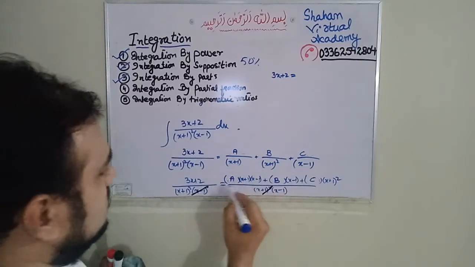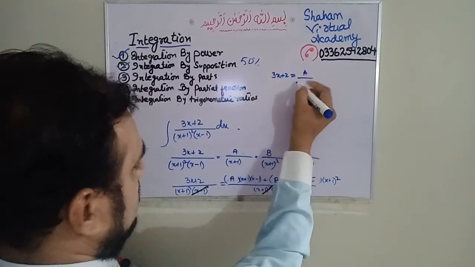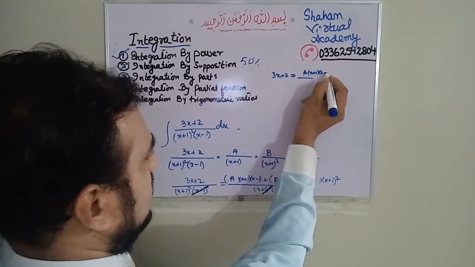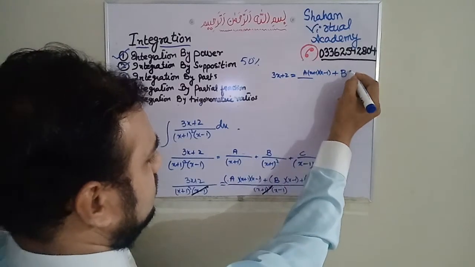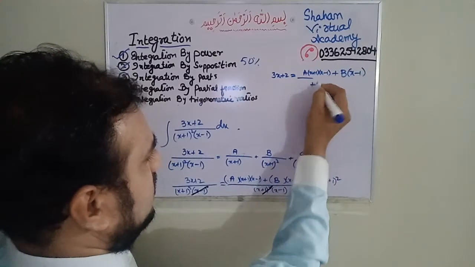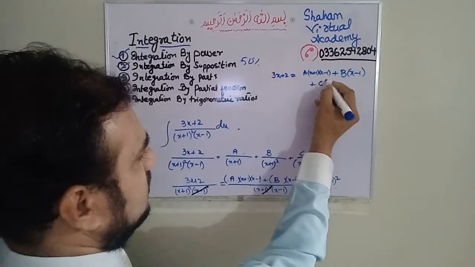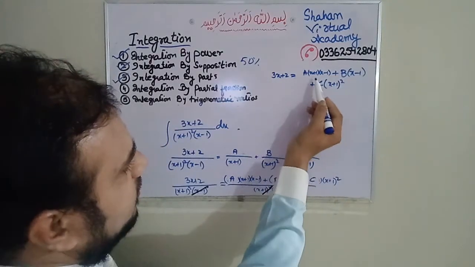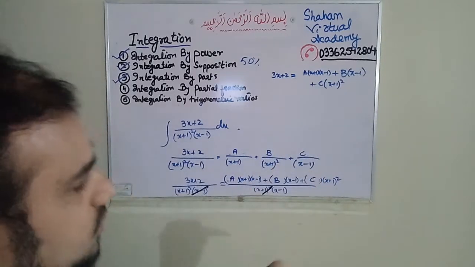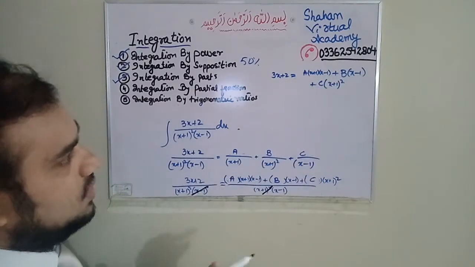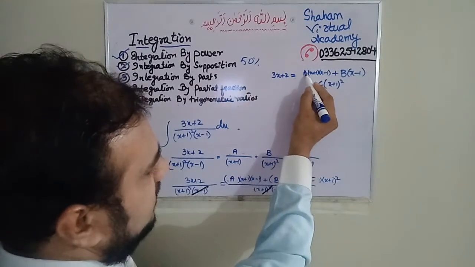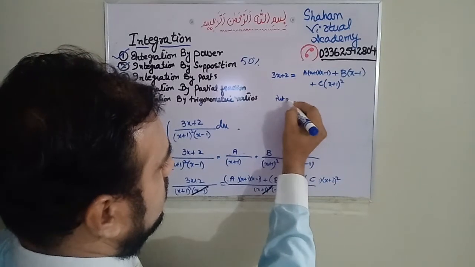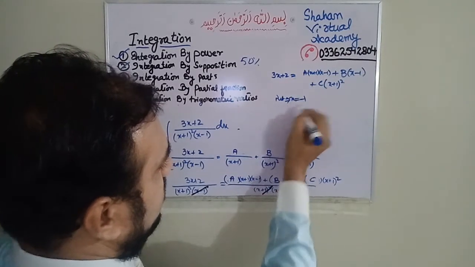So a upon (x plus 1)(x minus 1), b (x minus 1) plus c (x plus 1) whole square. If we put in values, we will find the values of a, b, c. When we put the value of x as minus 1, put x minus 1, so what will we get?